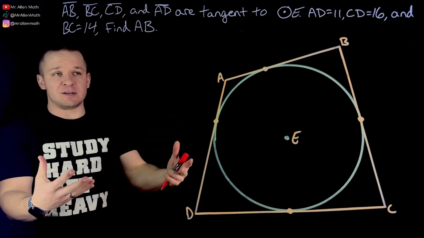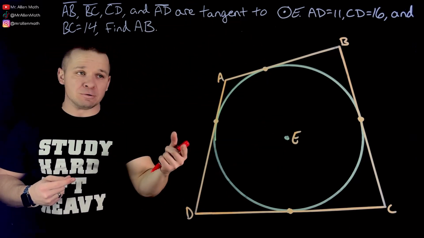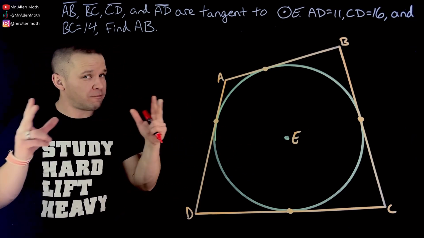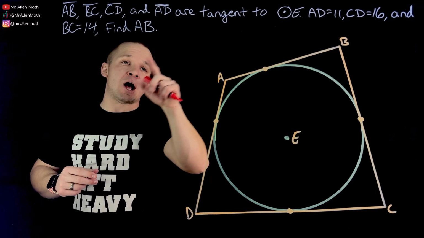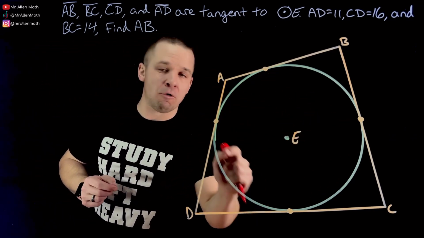So what we have is a quadrilateral that has been circumscribed about a circle. Inscribed is when it's in the circle. Circumscribed, careful how you say that, is outside, around the circle. Okay, cool? And it lies tangent at these 4 points.